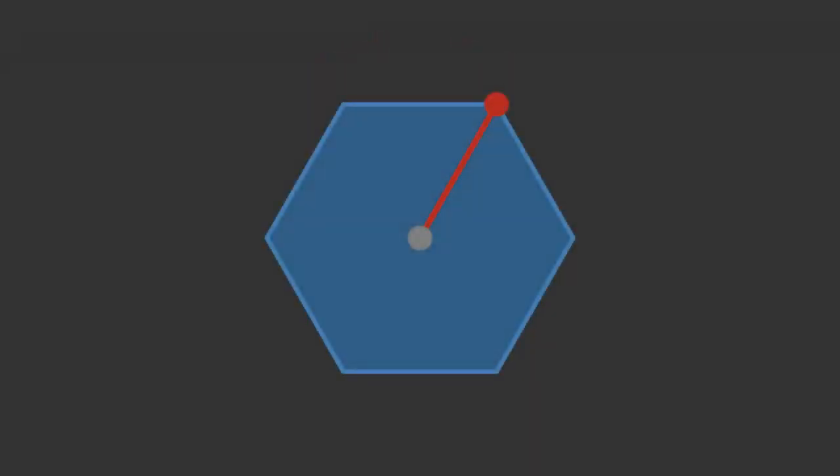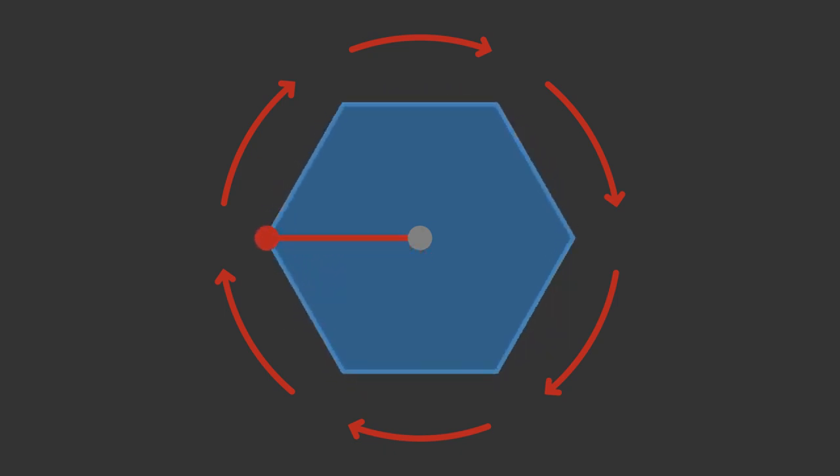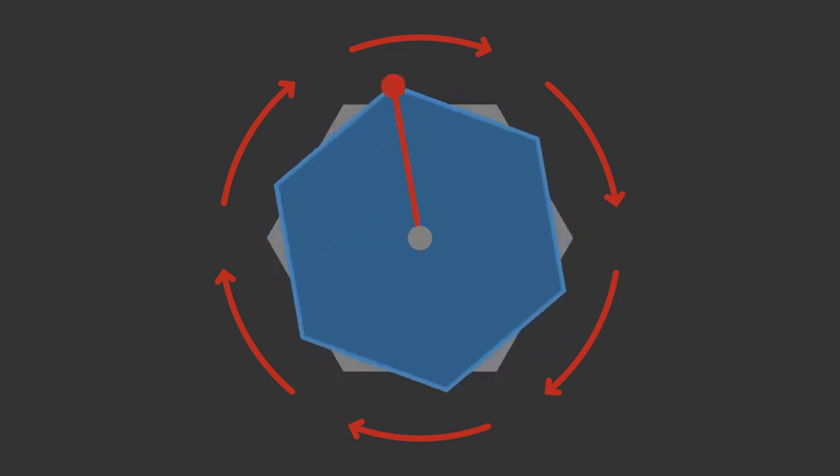Finally, here's a regular hexagon. It should be no surprise that it has rotational symmetry of order 6. In fact, any regular polygon has rotational symmetry of the same order as its number of sides.